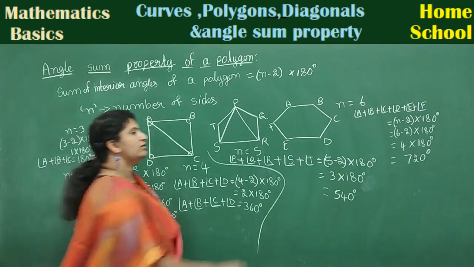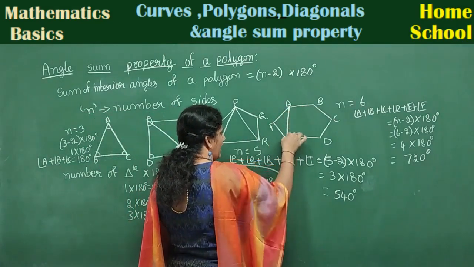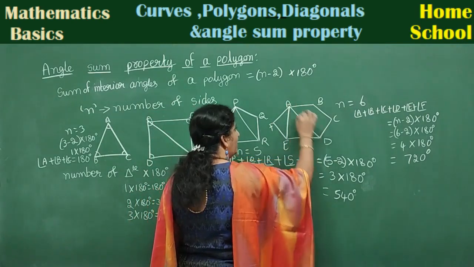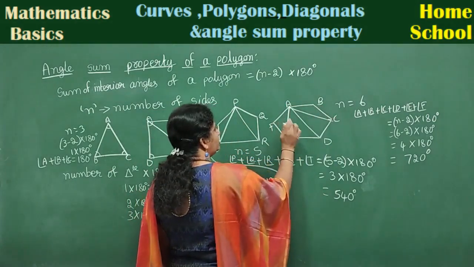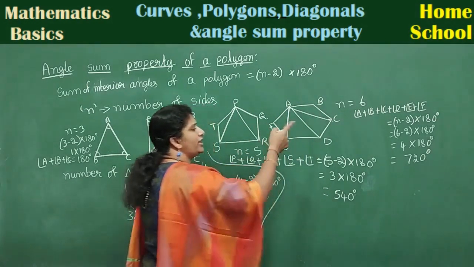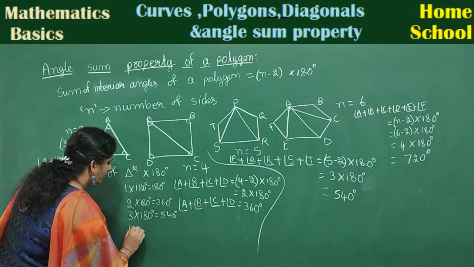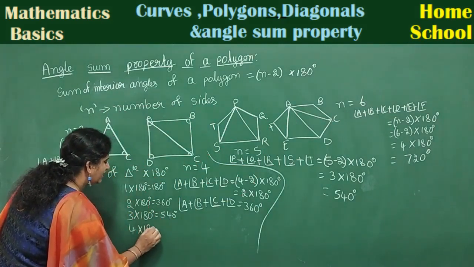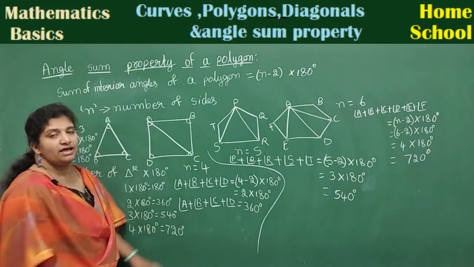And next one, take any one point. Let me take A: AE, AD, AC. How many triangles can you get here? 1, 2, 3, 4. 4 into 180, 720 degrees. 4 into 180 degrees is equal to 720 degrees.